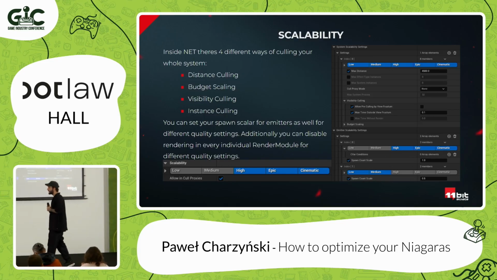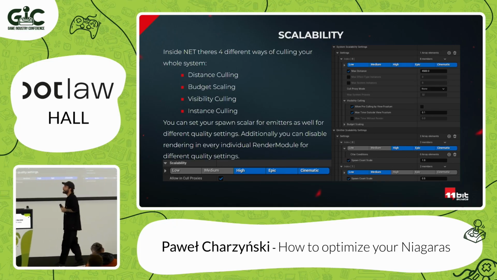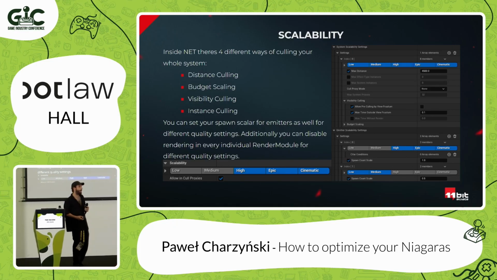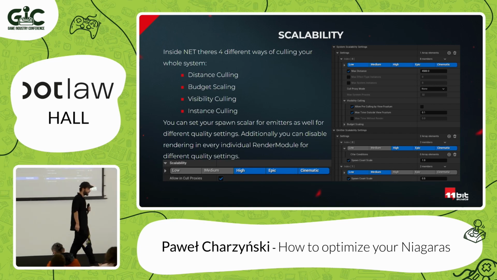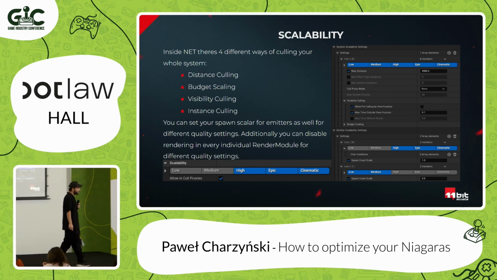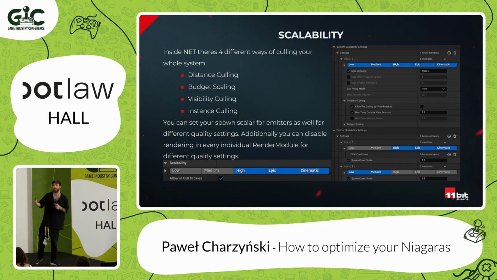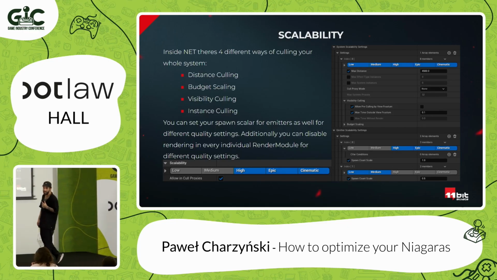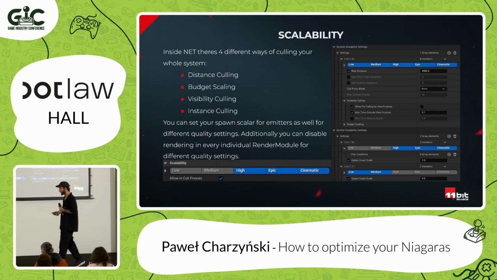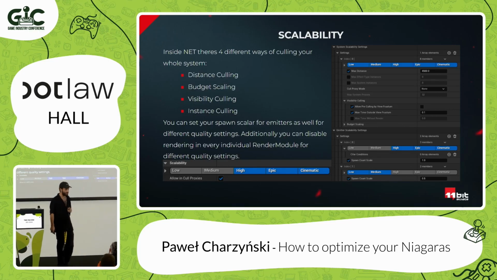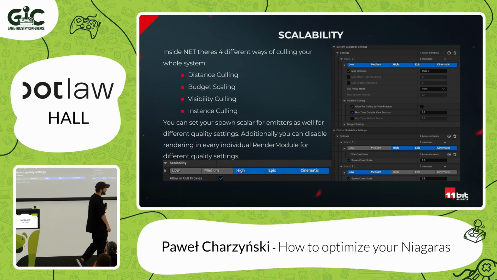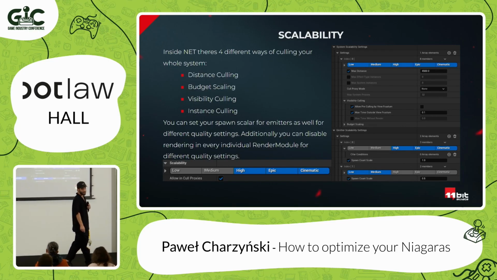Instance culling is, if we're making footsteps, for example, we have a spawn that's procedurally generated. We don't want to have like 30 or 40 instances of the same system. So if we cross the given quantity of the systems, then we just don't spawn it. Really, really useful if we're making some procedural stuff.